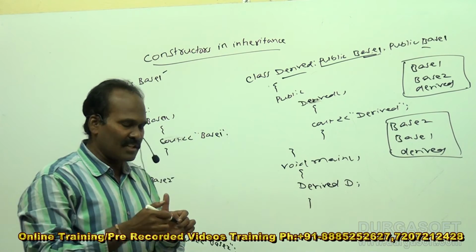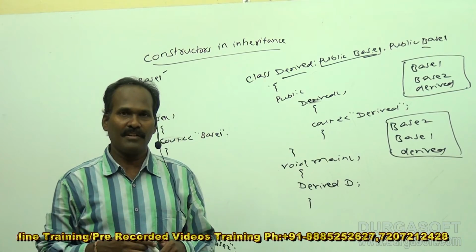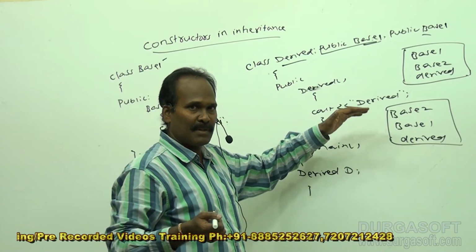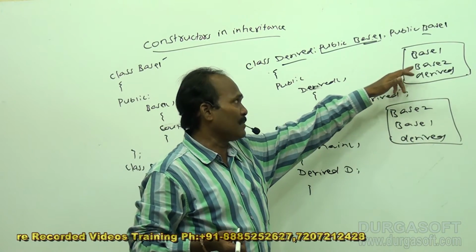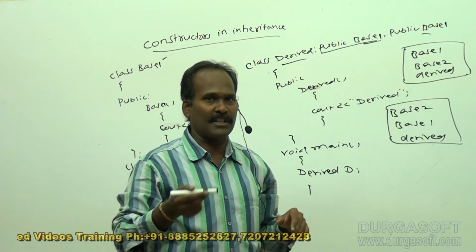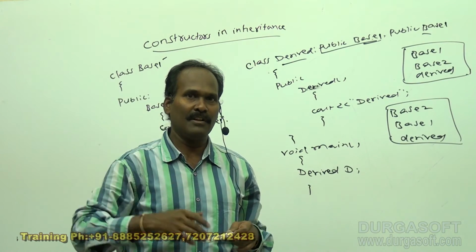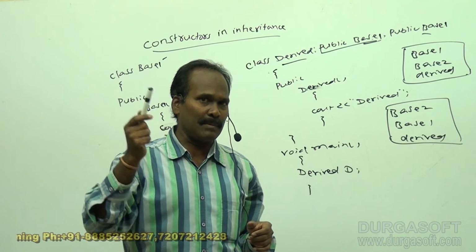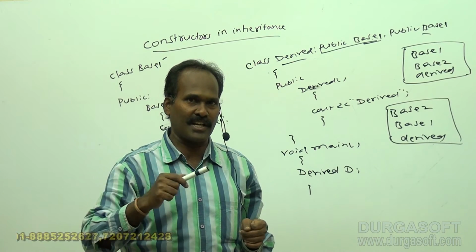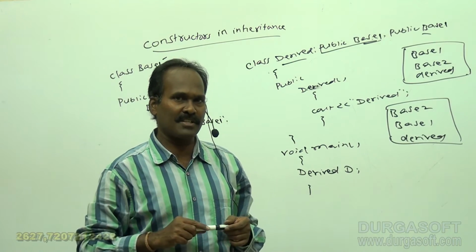But in the case of destructors, the order of execution will be reversed. Here the order of execution is base 1, base 2, base 3. In the case of destructors the order is reversed: first derived, next base 2, next base 1. This is just like the construction of a building. At the time of construction, first we construct the first floor, next the second floor, next the third floor, fourth, fifth. That is construction. At the time of destruction, the fifth floor will be destroyed first, next the fourth, next the third, next the second, next the first. Like this destruction is made. Construction and destruction are both reverse.